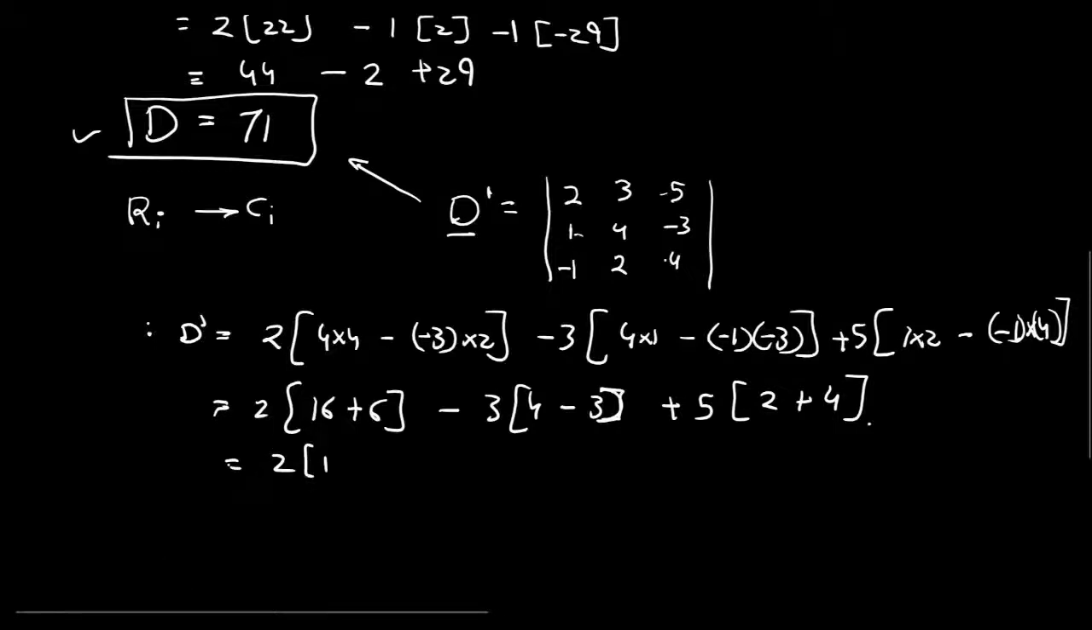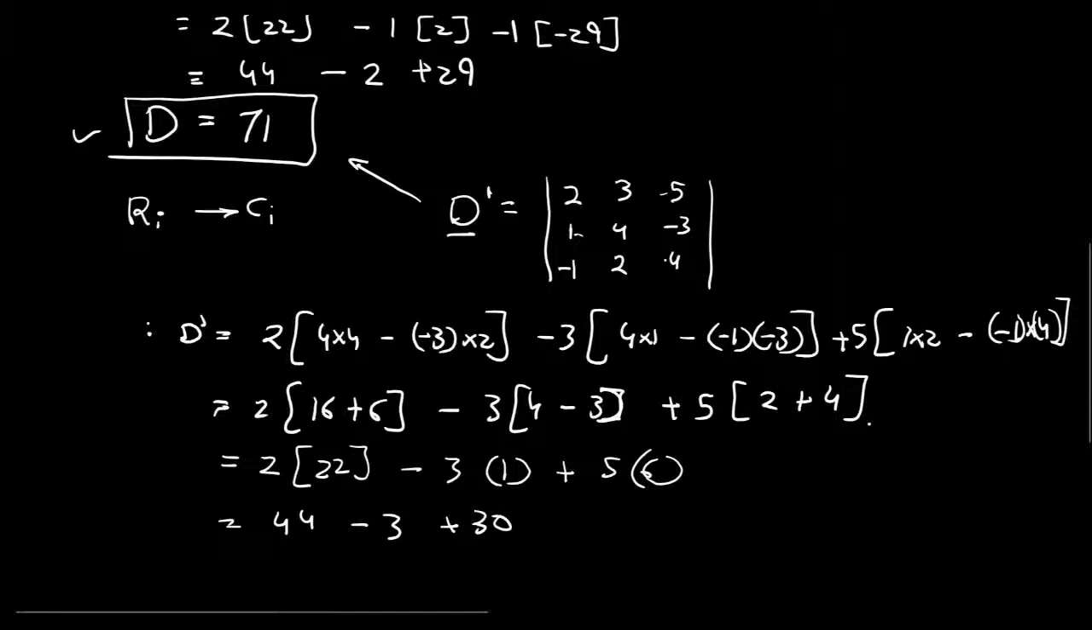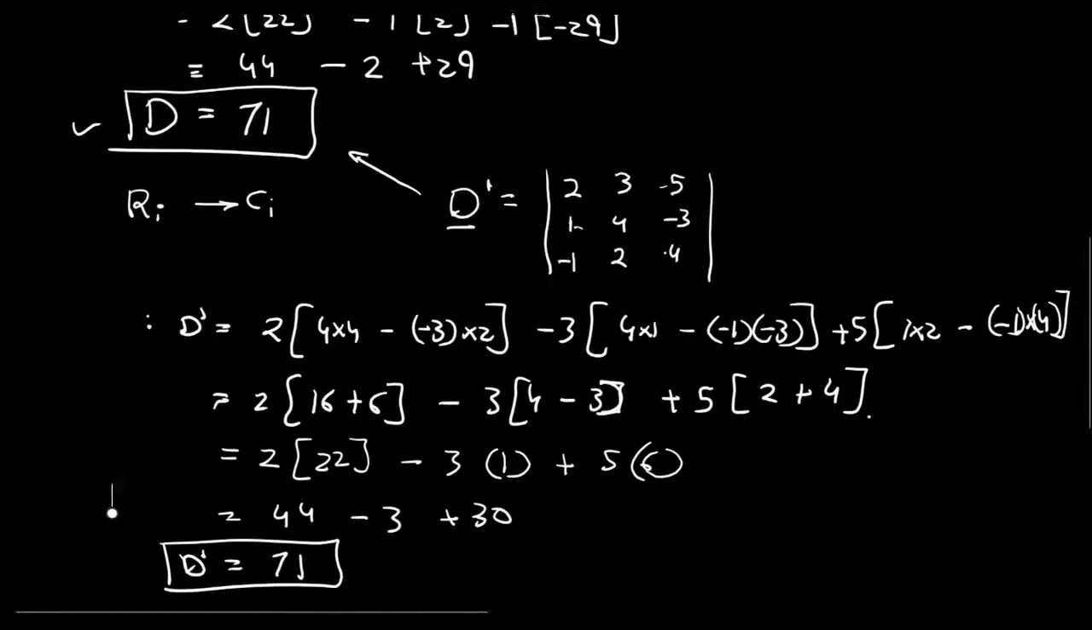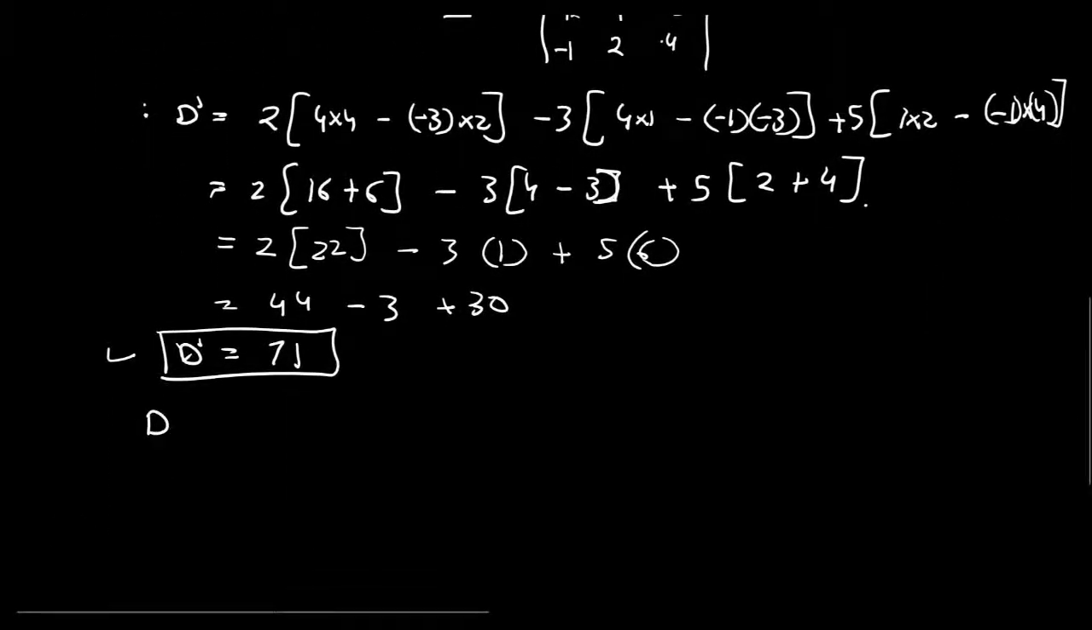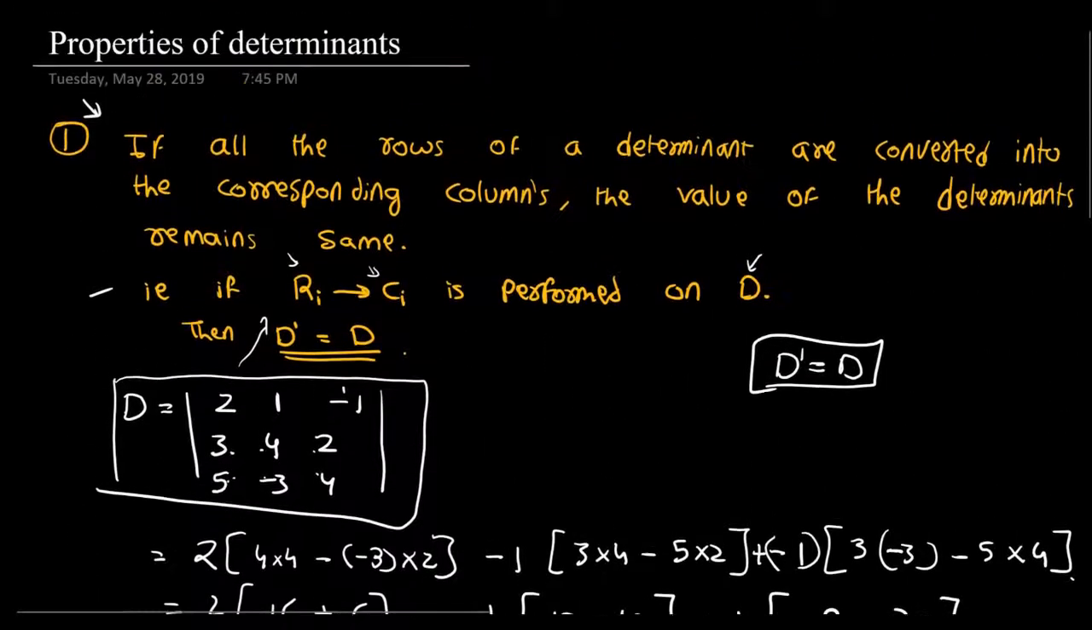which gives us 2 times 18 minus 3 times 1 plus 5 times 6. Now, which is equal to 2 times 22 minus 3 times 1 plus 5 times 6, which gives us 44 minus 3 plus 30, which will eventually give the value as 71. So the value of the original determinant D and the value of the determinant after interchanging the rows and columns is the same, right? So we can say that D is equal to D dash if we perform this operation where we interchange all the rows to the columns of the given determinant. This is the first theorem, or else we can say the first property of the determinant.